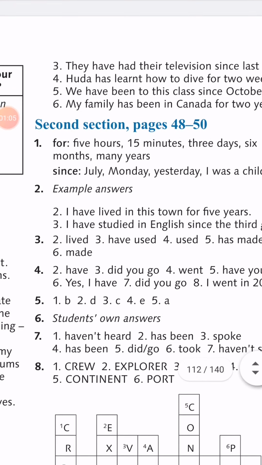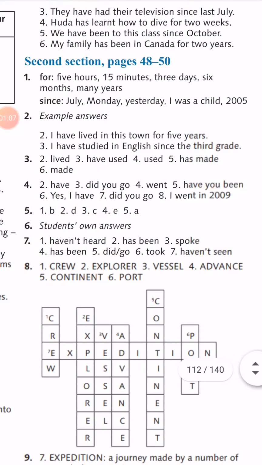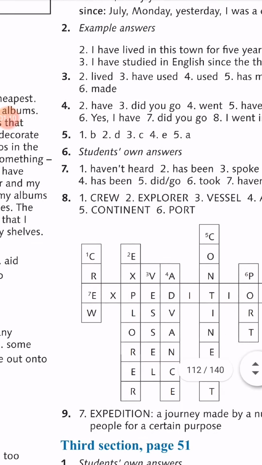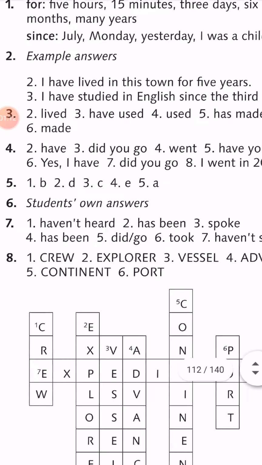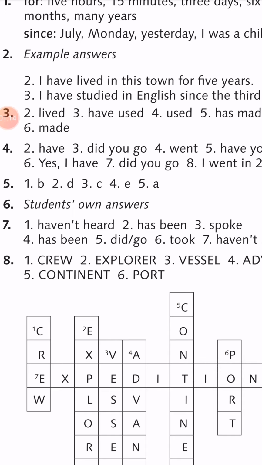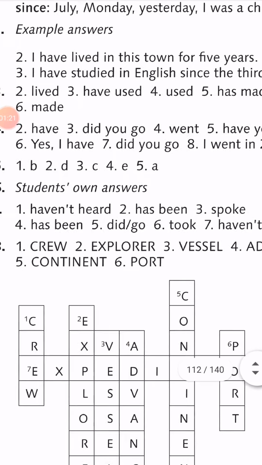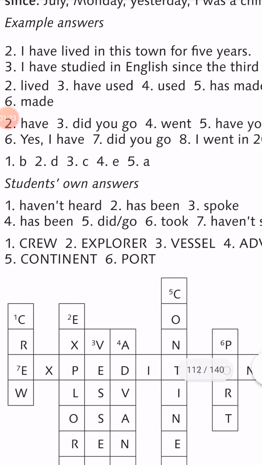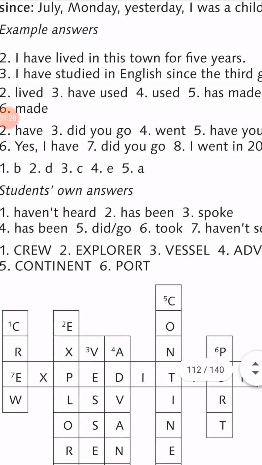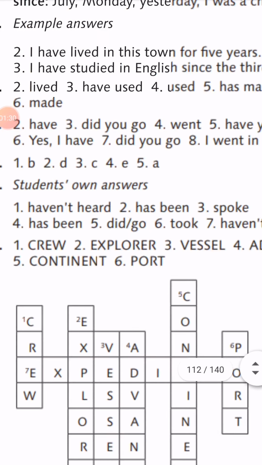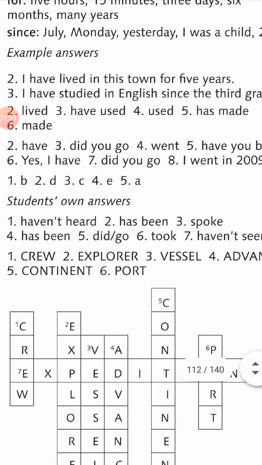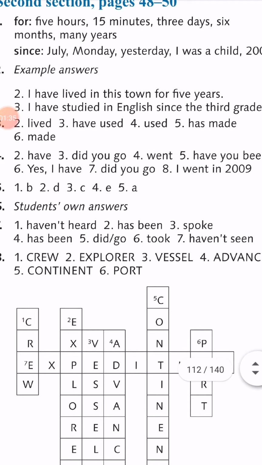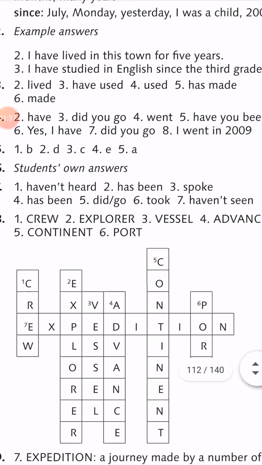Okay, so in number 2 here, these are some questions that are in exercise number 2, and these are suggested answers for them. Number 1 is done for you. Number 2, we said we must use the verb in present perfect because the question is in present perfect. The answer here: I have lived in this town for 5 years. Number 3: I have studied English since the 3rd grade, or more than that, it's up to you of course.